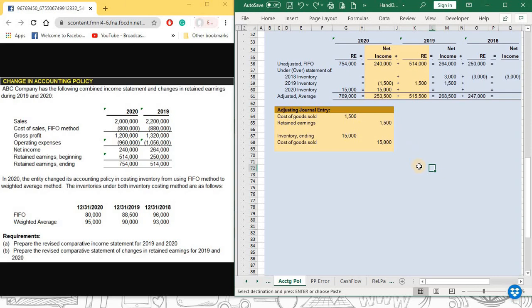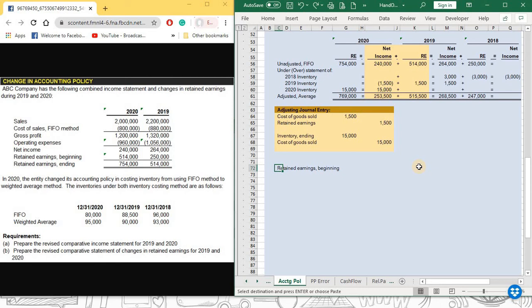So after we have prepared the adjusting journal entry, let us now prepare the statement of changes in retained earnings. To start, the first line item would be the retained earnings beginning, which is still unadjusted.